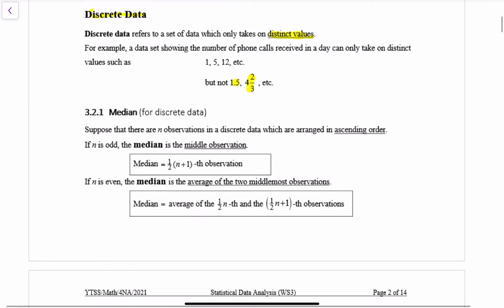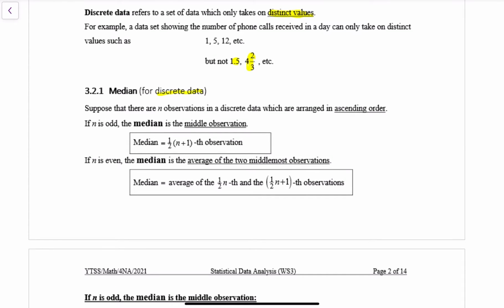Okay, now let's take a look at the median for discrete data. Suppose there are n observations in a discrete data, arranged already in ascending order. If my number of observations n is an odd number, then the median is the middle observation. So to find which term, I take the number of terms plus 1, divided by 2, if it's an odd number. If it's an even number, then it is the average of the two middlemost observations.